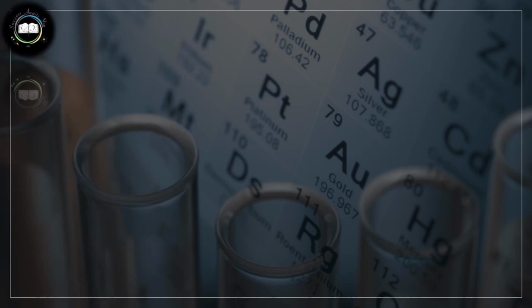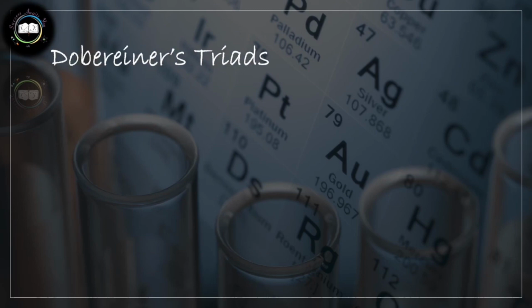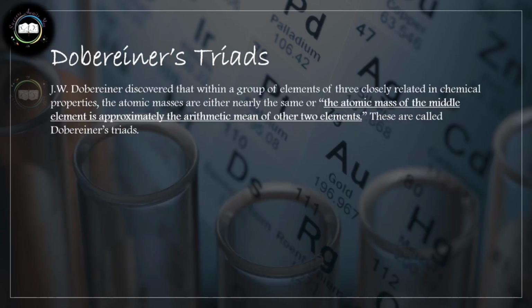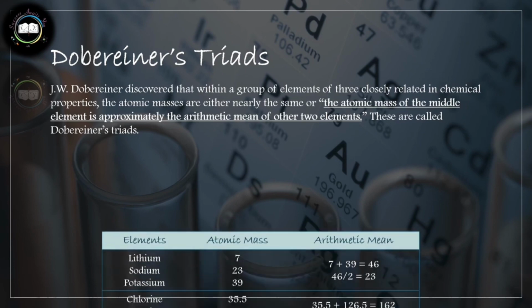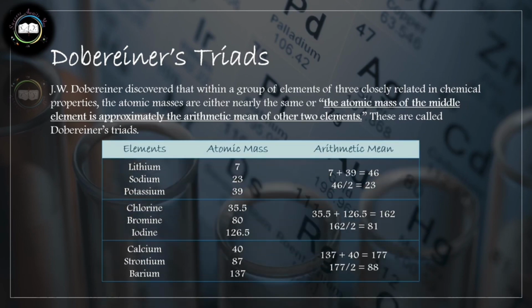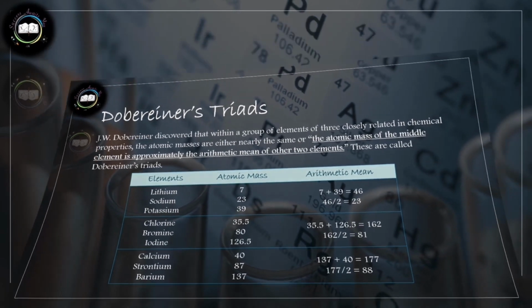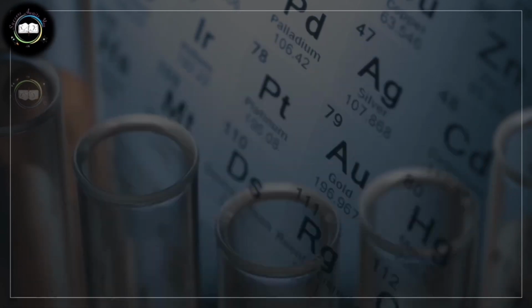In 1829, Johann Wolfgang Dobereiner, a German chemist, discovered that within a group of three elements which resemble each other chemically, the atomic mass of the middle element is approximately the arithmetic mean of the other two elements. This is known as Dobereiner's law of triads. For example, the atomic mass of lithium is 7 and the mass of potassium is 39. If we take the arithmetic mean, then the answer will be 23, which is the atomic mass of sodium.